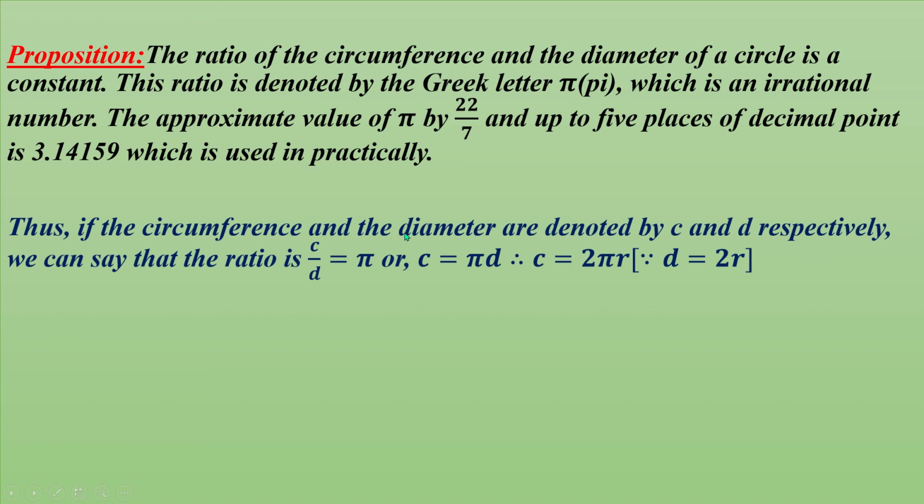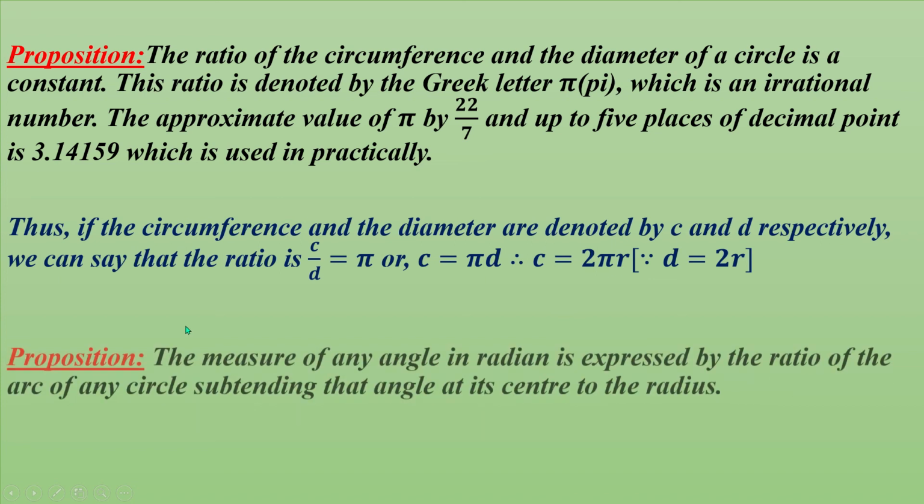Thus, if the circumference and the diameter are denoted by c and d respectively, we can say that the ratio is c divided by d. This is equal to pi, or c is equal to pi d. But d is equal to 2r, because d is the diameter. Diameter is equal to 2 into radius r, so this is equal to 2 pi r. This is the circumference. Circumference is equal to 2 pi r. You have to remember.